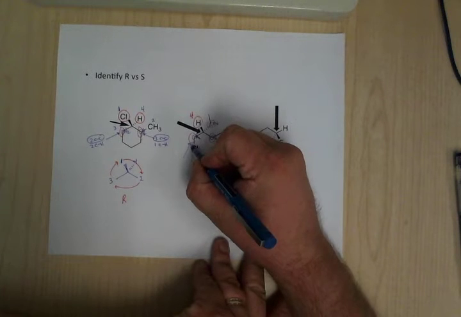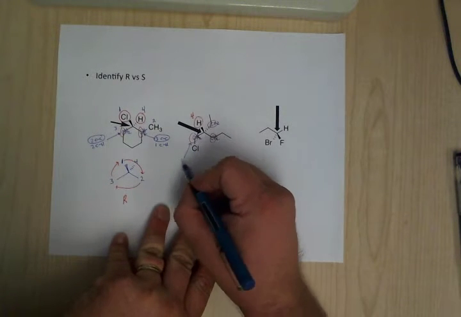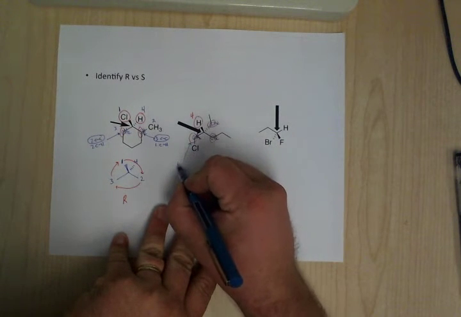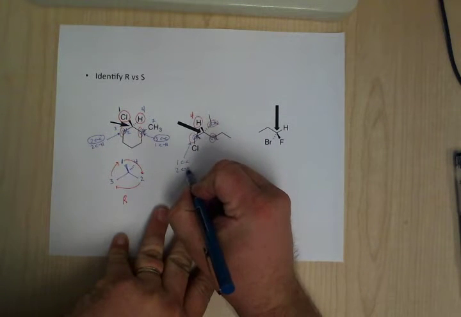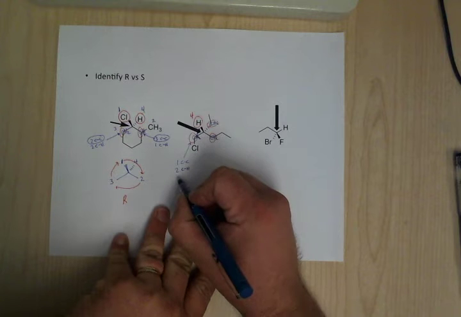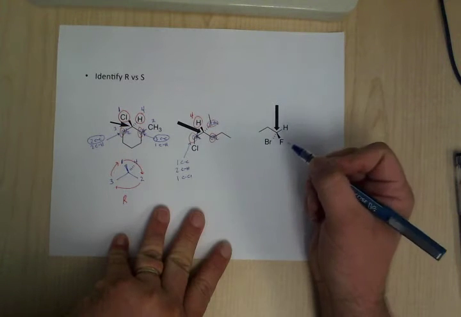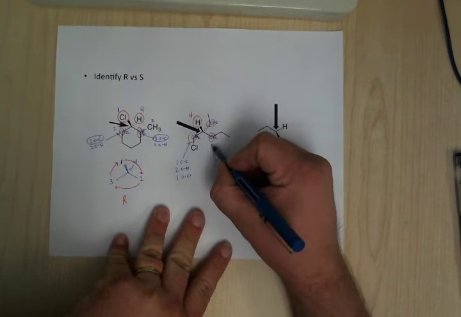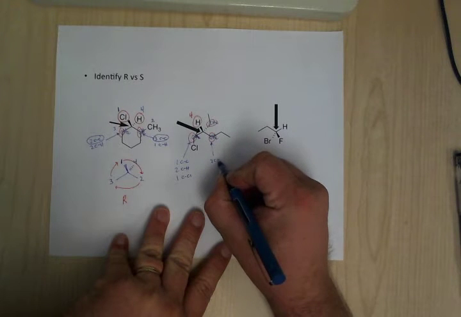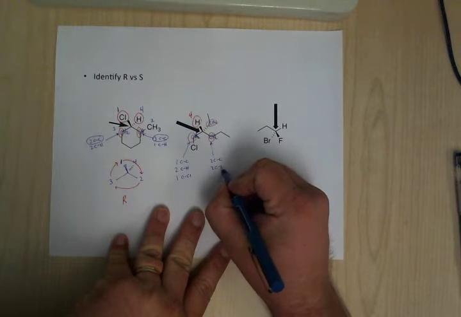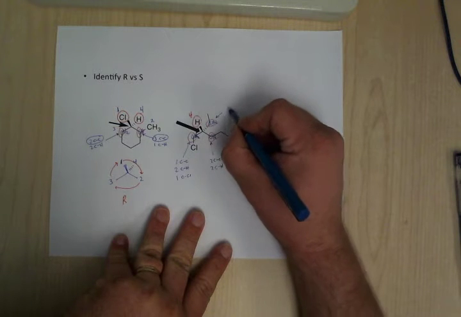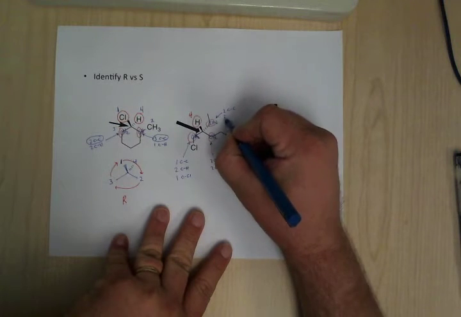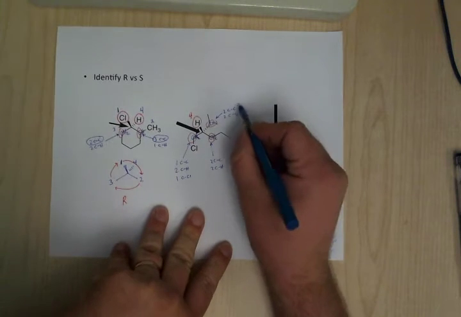We look at this first one here. It has 1 carbon-carbon bond, just right there, 2 carbon-hydrogen, and then 1 carbon-chlorine. This guy there has 2 carbon-carbon, 2 carbon-hydrogen. Then this one has 2 carbon-carbon and 2 carbon-hydrogen. So we're going to take a look at this.